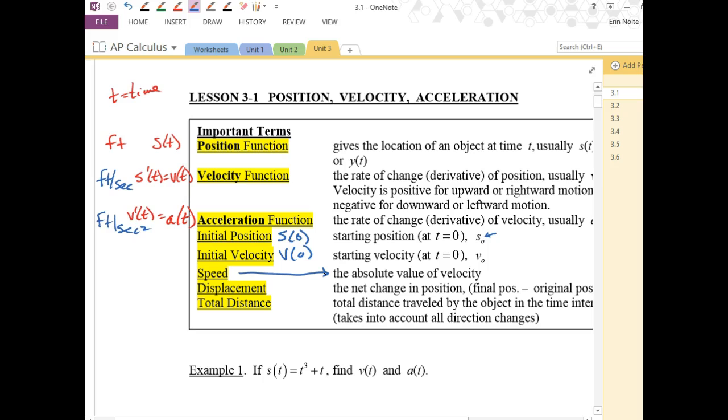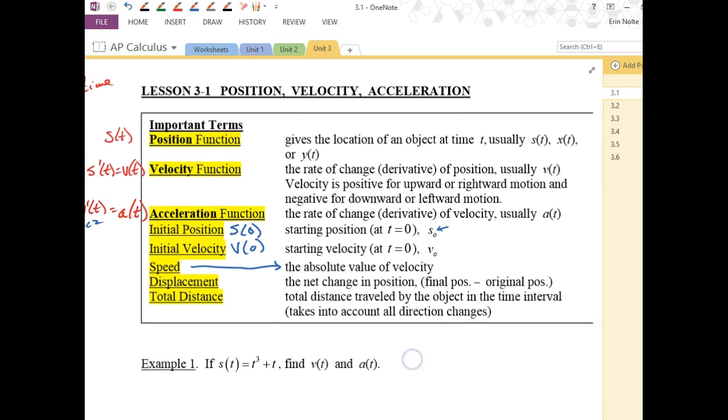Then the displacement, that's basically the distance that the object travels between time 1 and time 2. All you do is you use the position function, and you do the final minus the initial position. So that's displacement.